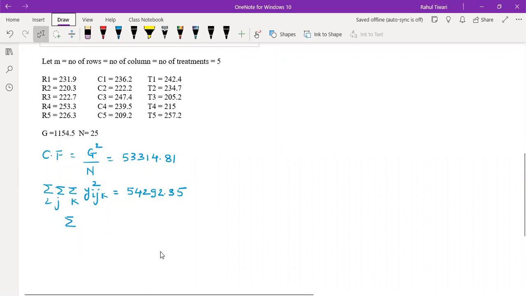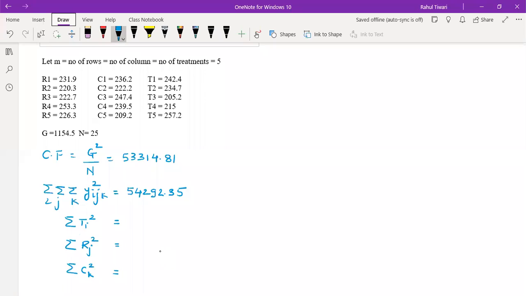Find out total, that is Pi, treatment total, then row total, and then column total. That means we need to square these entries and write them down here. And now based on this data, one can find out the treatment sum of squares. So just check, do that calculation and check whether you are getting this one.